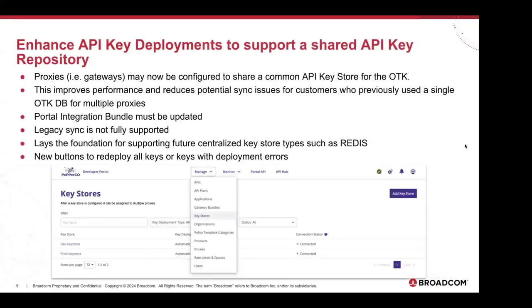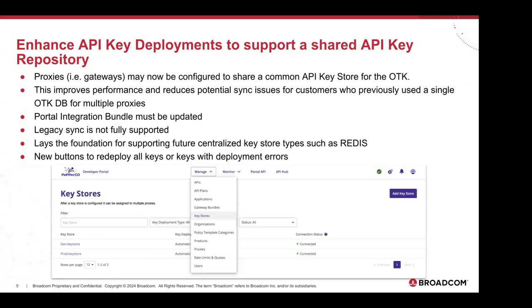So the first key feature here is the API key deployments having a central key repository. So basically now you can have multiple proxies or gateways, right? Every time I say the word proxy, you just think gateway, right? They can all share a common API key store. The only key store type supported for now in this release is still the OTK.